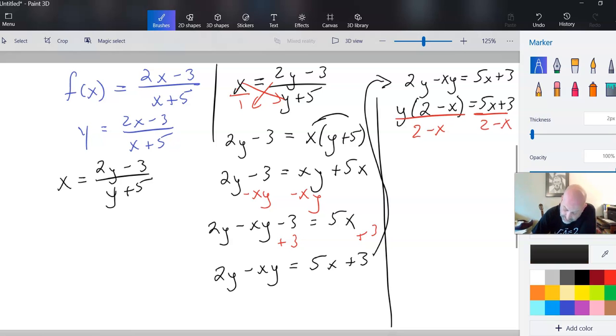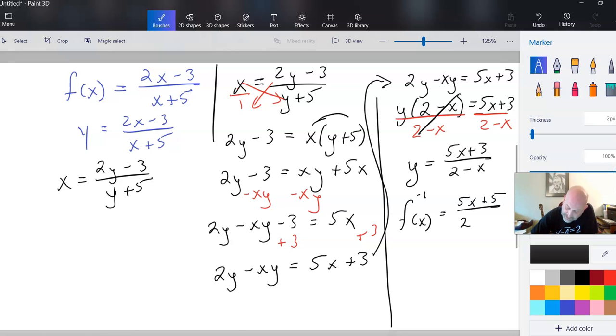What that leaves me with, since this cancels, I have y is equal to 5x plus 3 over 2 minus x. And that is my inverse. But you can see it took a lot of work to get there. We had to use several tricks. So let's look at those tricks one more time just to make sure we understand what happened here.